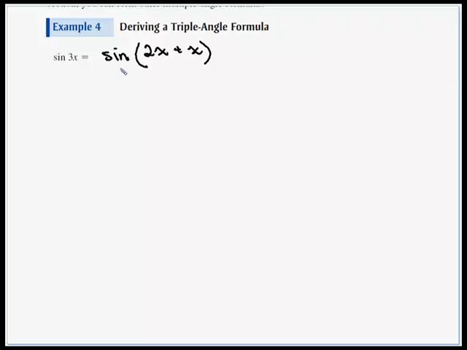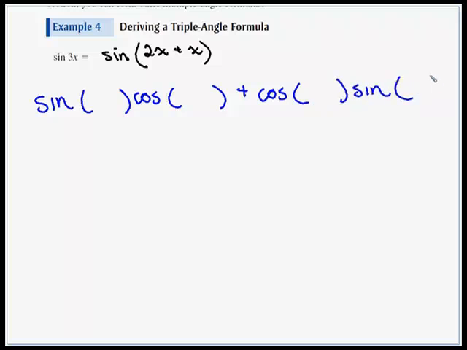So if we think back to our patterns from the preceding section, it's going to be sine of something, cos of something, sine cos plus cos sine. And of course the angles are 2x and x. So the sine of 2x times the cos of x plus the cos of 2x times the sine of x.